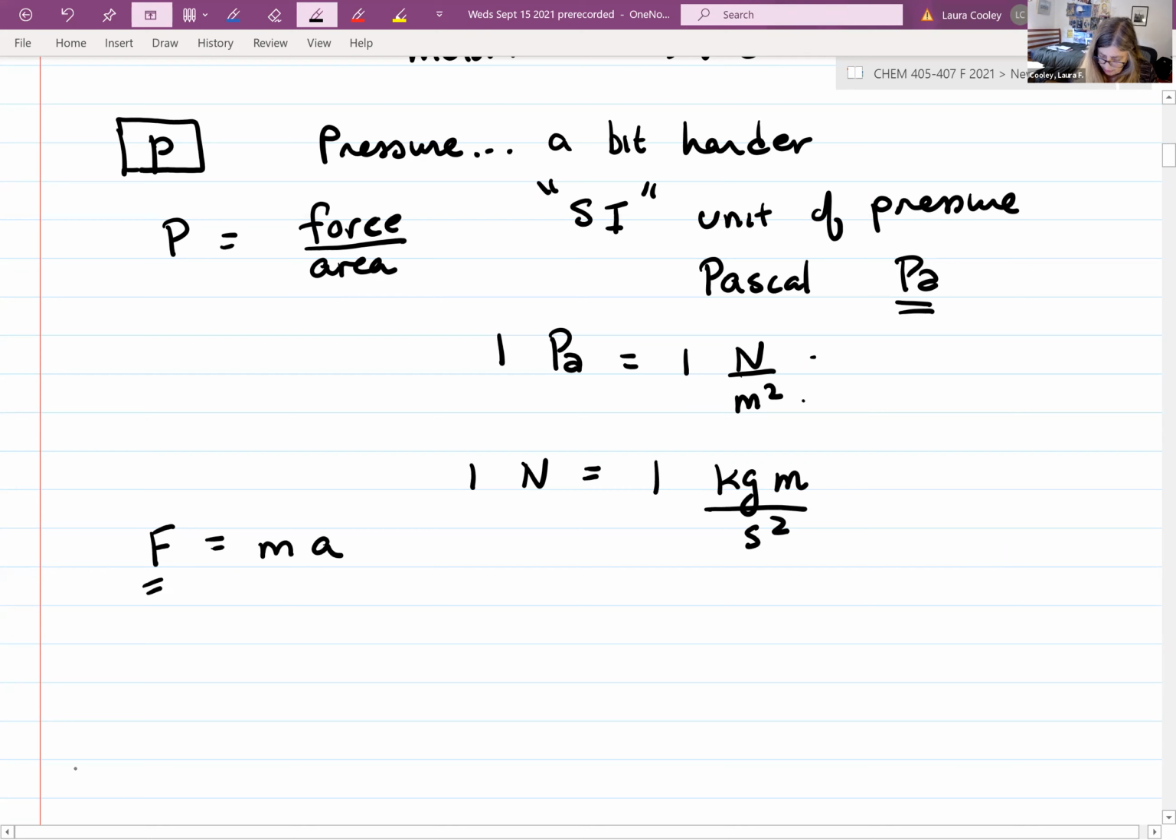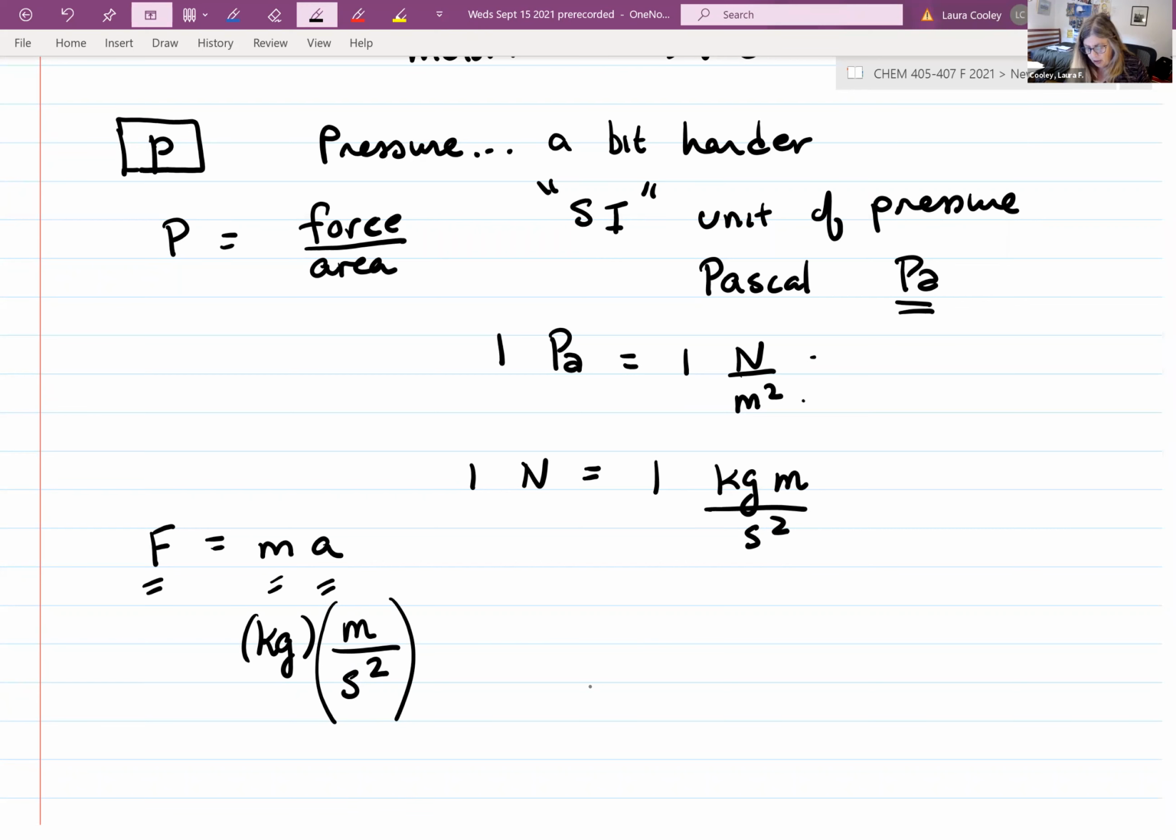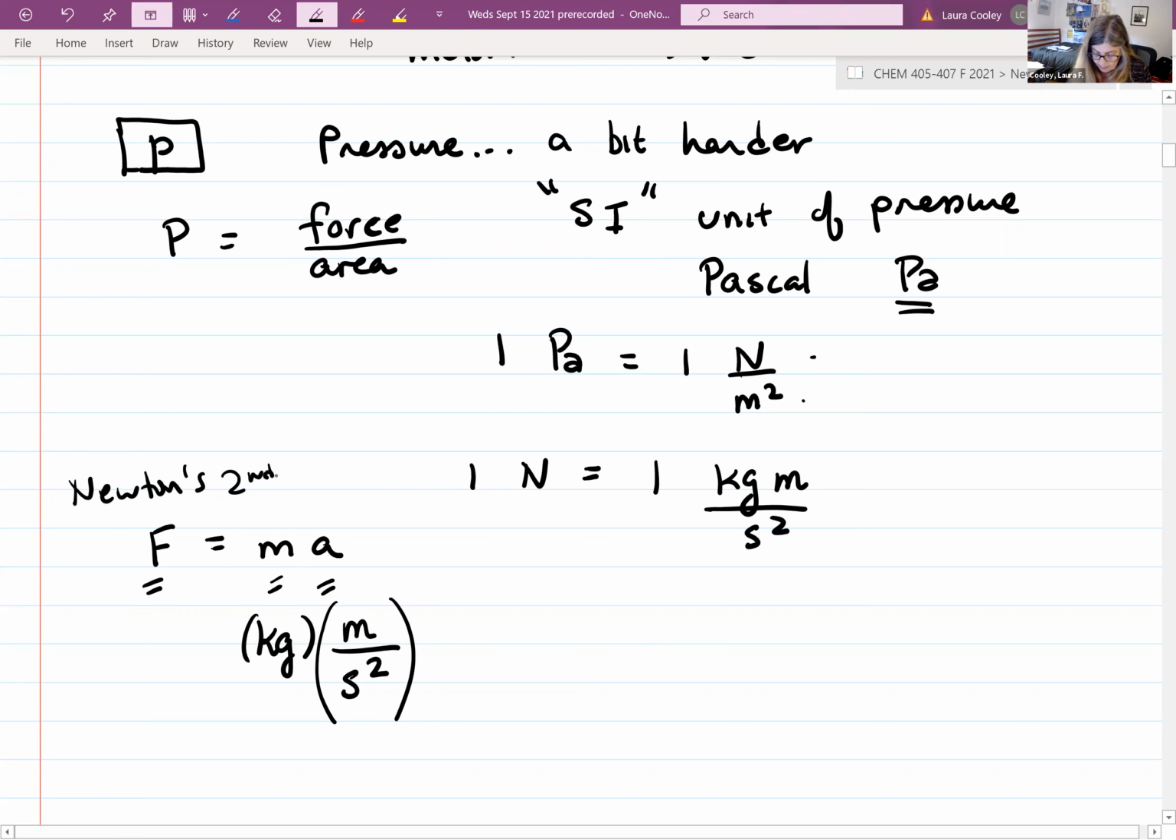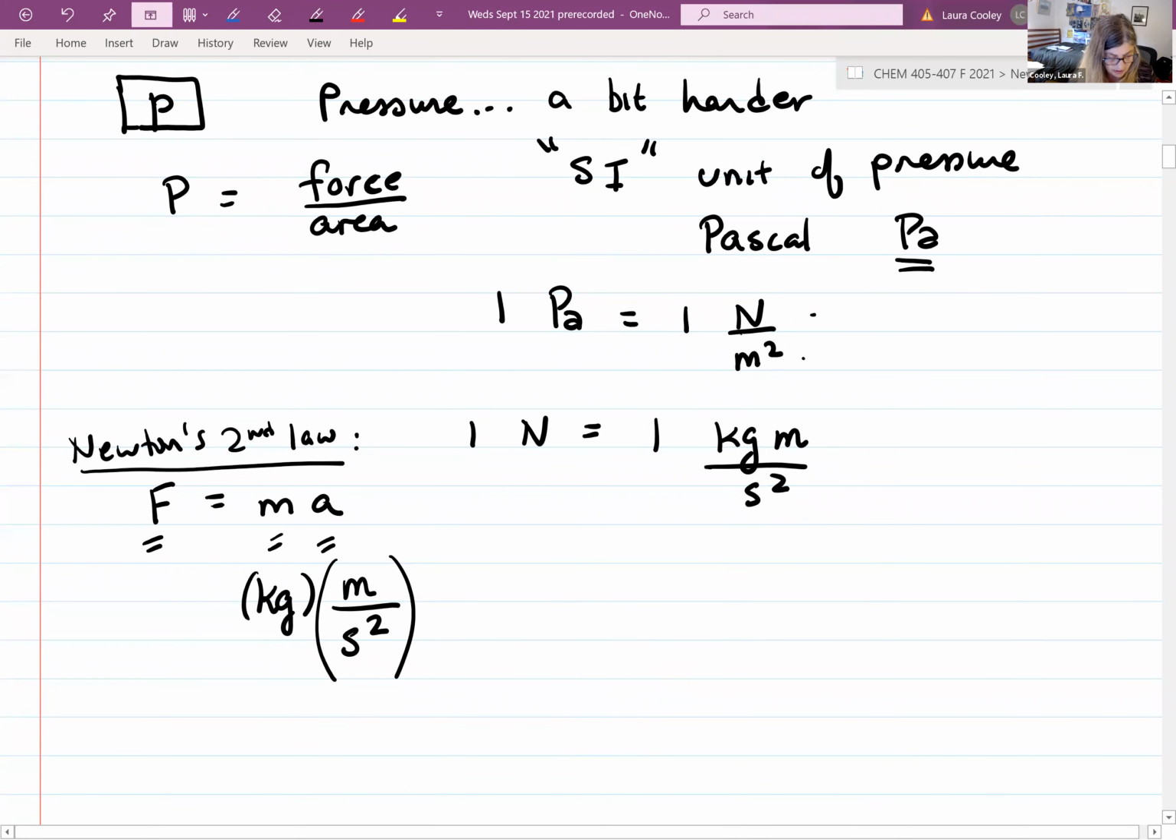So you would know that force is a product of mass and acceleration, and that mass can be in kilograms, and acceleration, well, that's meters per second squared. So if you put that all together, kilogram meters per second squared, that is your unit of force. So even if you didn't know that that was a unit, you could sort of figure it out by knowing Newton's second law. Okay, so it's important to think about the units of things.